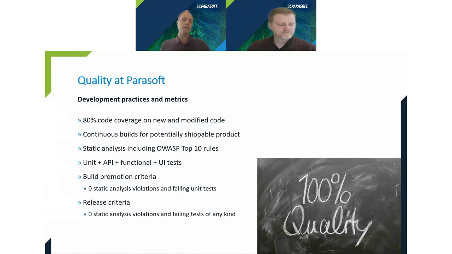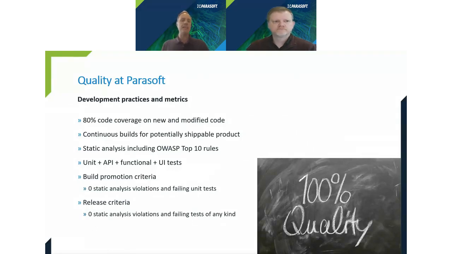We have a large suite of different kinds of tests, from unit tests to API tests, functional tests, to even user interface tests. And we have a set of criteria that we use. For instance, we have a build promotion process that tries to decide whether a nightly build is good enough to share with others in the organization. That build promotion process requires us to have no static analysis violations and 0 unit test failures.